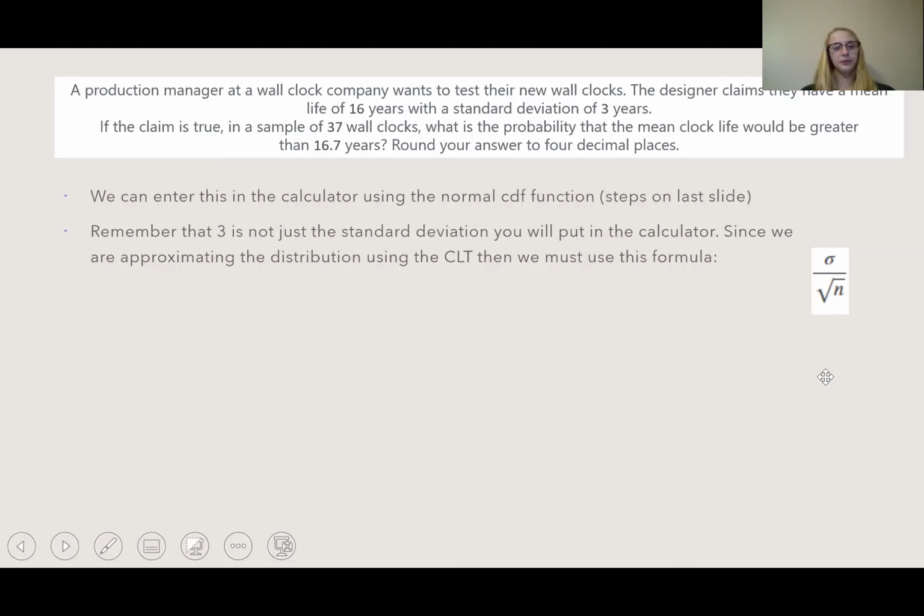Okay, so let's read through this problem. A product manager at a wall clock company wants to test their new wall clocks. It's a mouthful. New wall clocks. The designer claims they have a mean life of 16 years with a standard deviation of 3 years. If the claim is true, in a sample of 37 wall clocks, what is the probability that the mean clock life will be greater than 16.7 years? And we're rounding to 4 places.